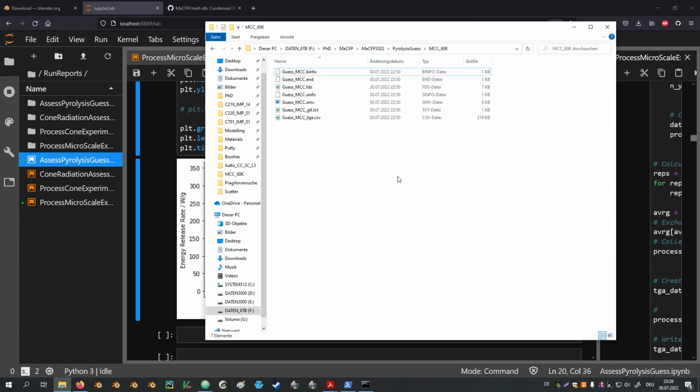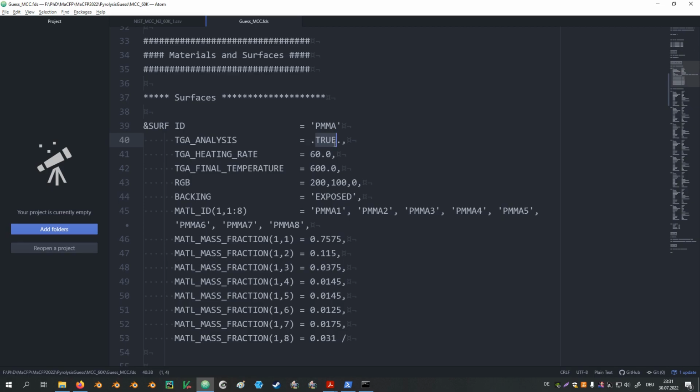However, if you run a TGA analysis true simulation, no out file is created. The reason is that when you use the TGA analysis true model, FDS basically sidesteps everything that is related to the basic CFD model. It runs a very lightweight model that is only computing the heat up of the material and taking the reaction rates into account. However, you can set the TGA analysis to false again and FDS runs in its normal way.